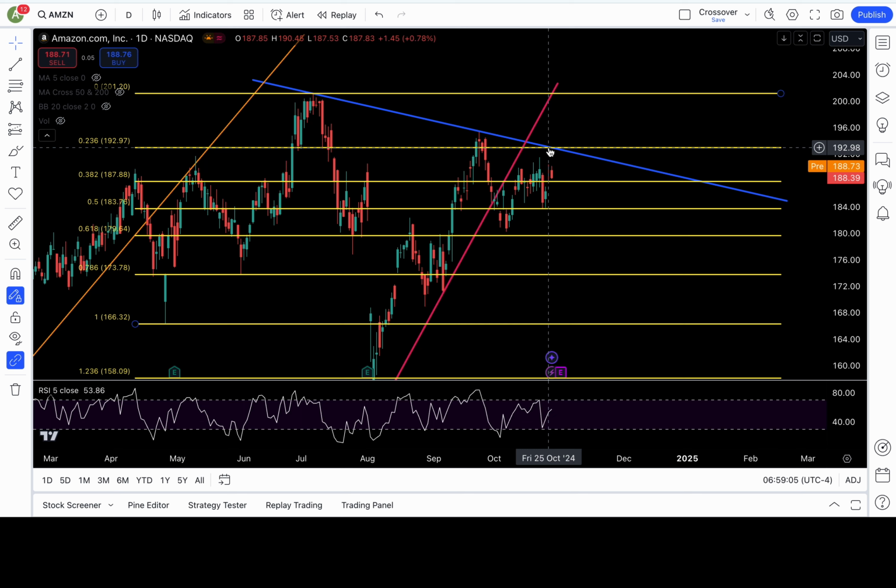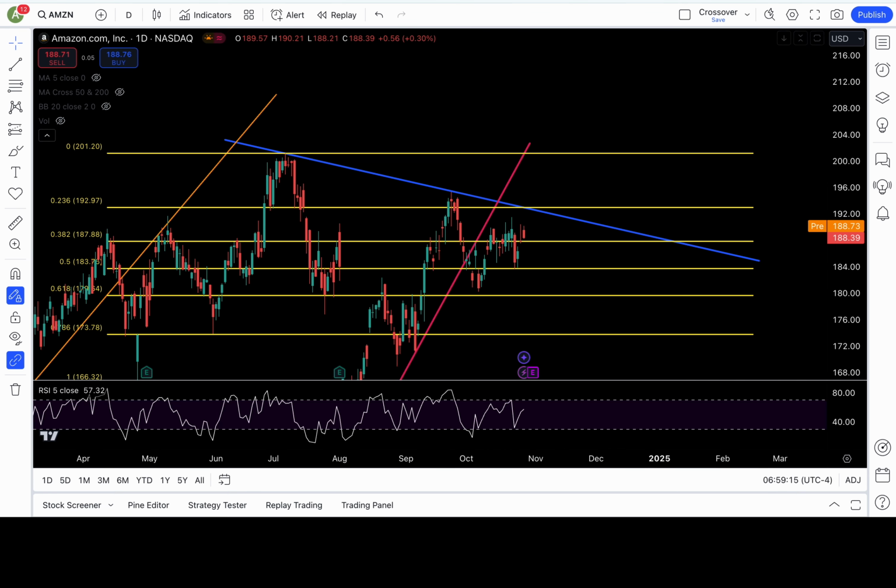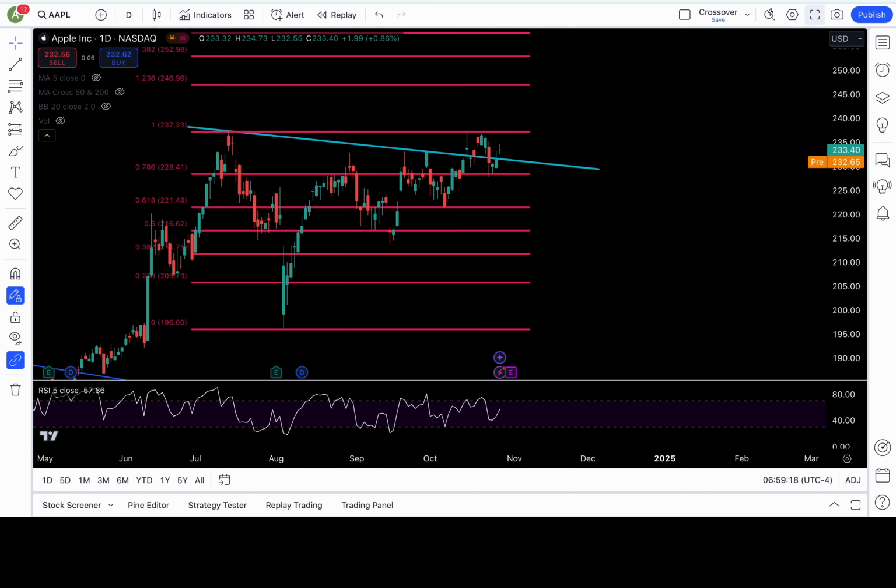If we do clear next resistance at 190, we'll likely head up to 193. And above 193, guys, a bottom is in. I would be bullish above 193, and I recommend y'all do the same.